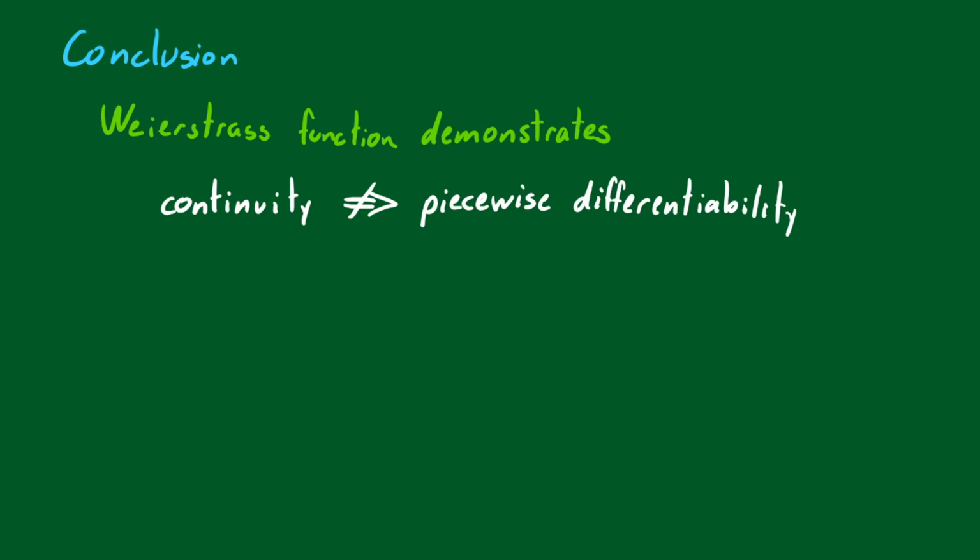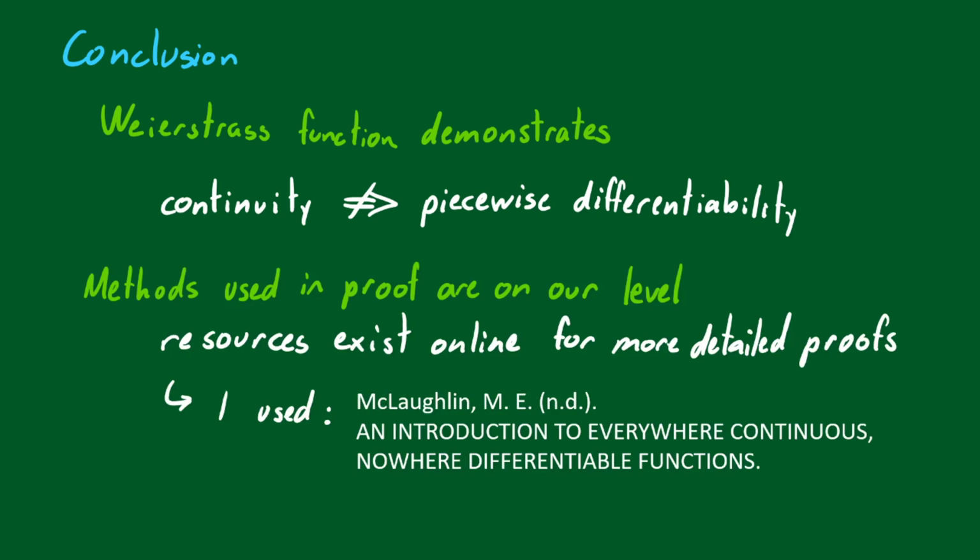In conclusion, the Weierstrass function is an interesting demonstration of the potentially counterintuitive notion that continuity does not imply piecewise differentiability. If you are interested in reading the proofs in more detail, there are plenty of resources online to see the full descriptions, such as the one I used.